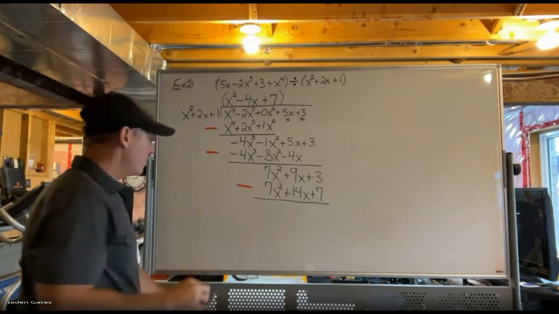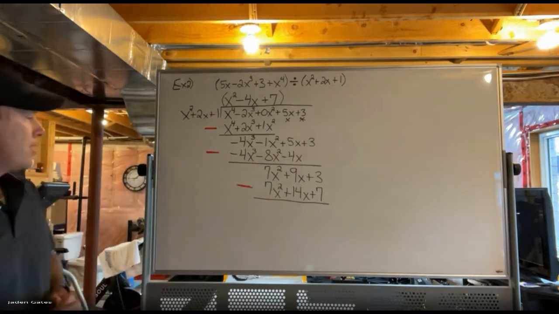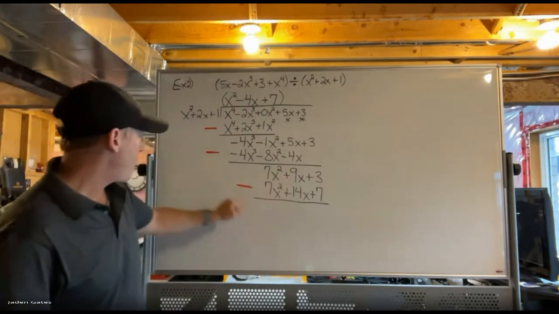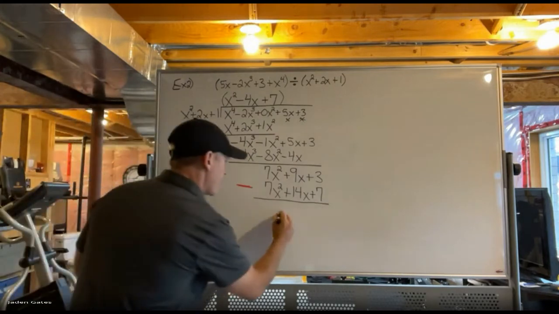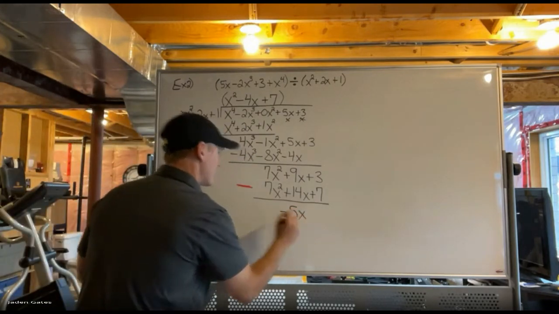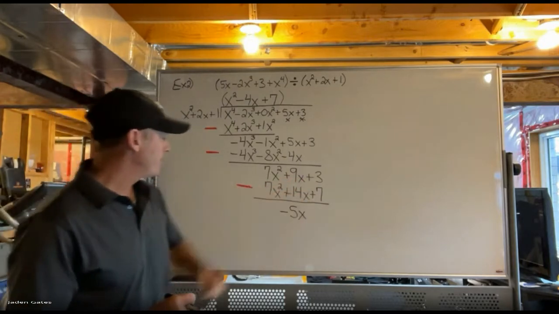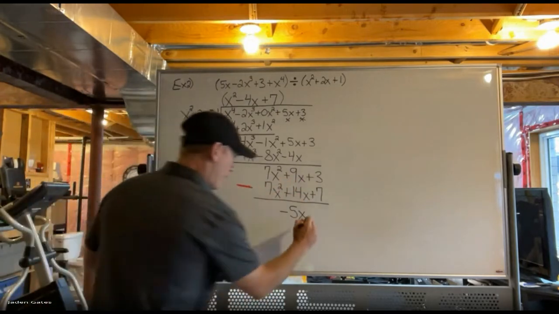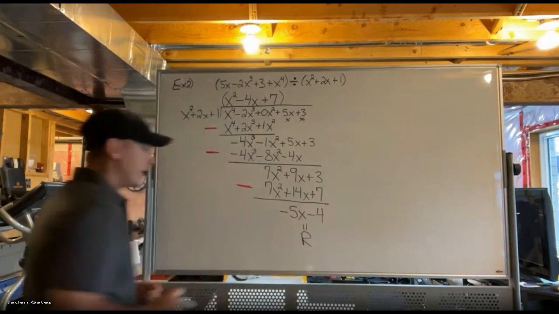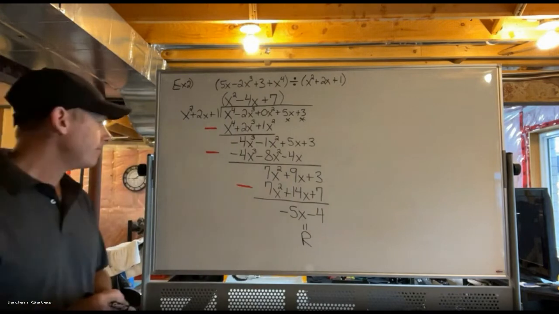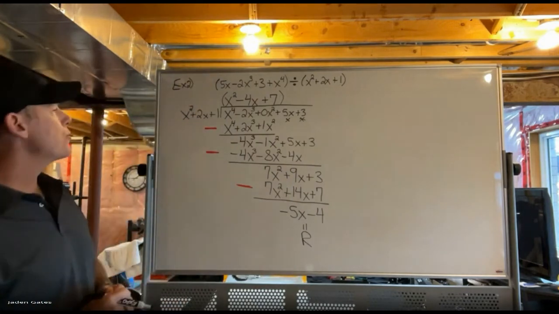7x squared minus 7x squared. They're gone. But then I have 9x minus 14x. 9x minus 14x, that is a minus 5x. And then I have a 3 minus 7, and 3 minus 7 is a minus 4. That is our remainder. So the answer to the question, what happens when you divide those two?